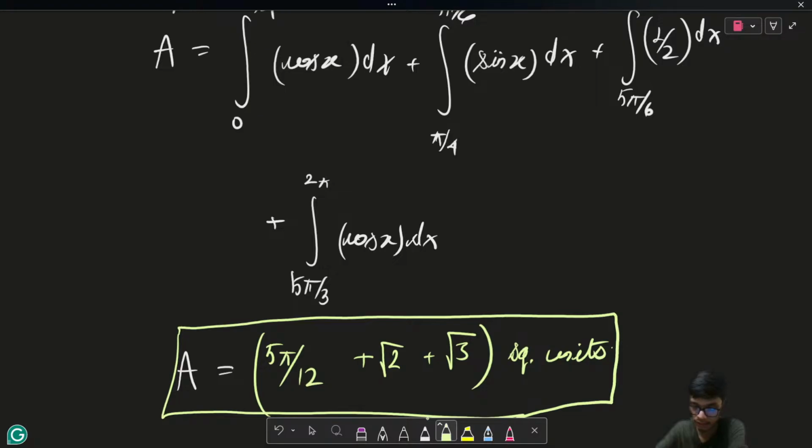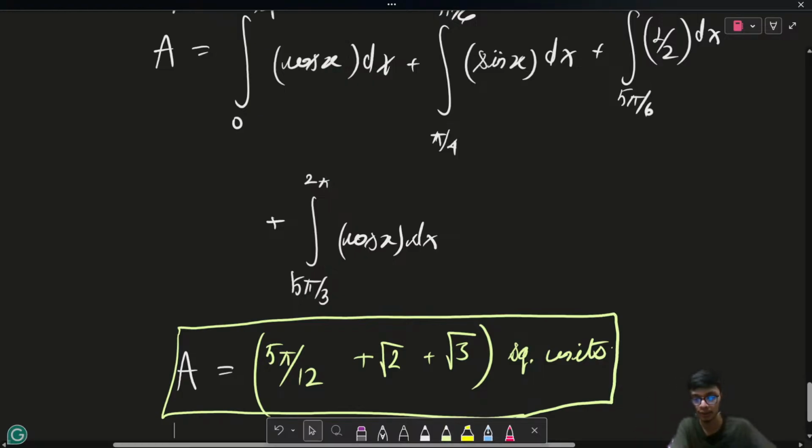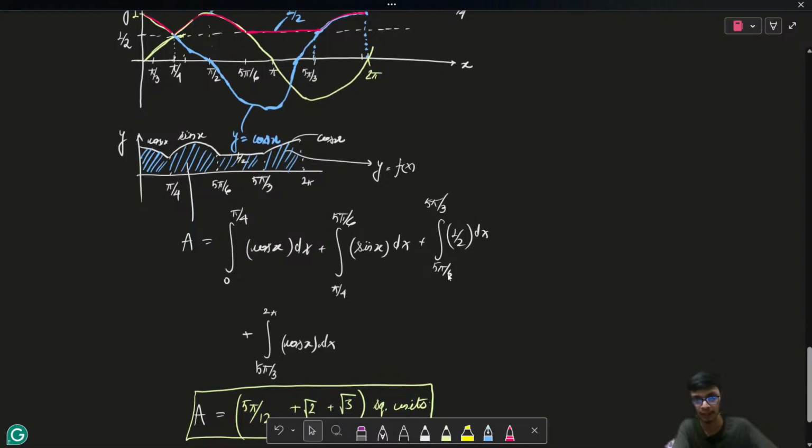Please let me know in the live chat. Are you all getting the same answer or not? Once you confirm, please try to solve it again by yourself, so that you can also do these kinds of questions in the examination.